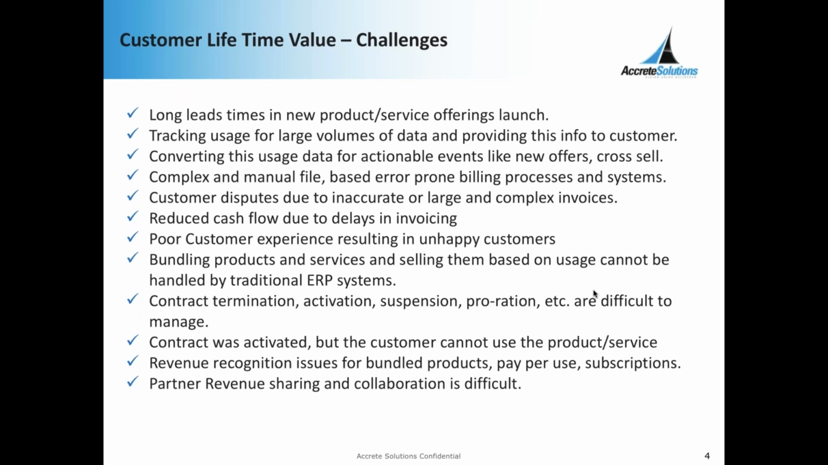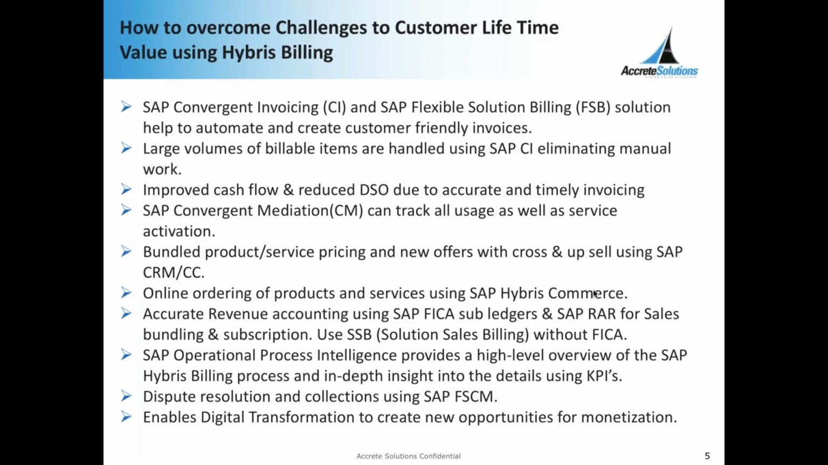So how do you overcome the challenges? SAP provides multiple products and components for this Hybris billing solution. Starting with how do you track usage data, such a large volume of usage data? That usage data volume is tracked using a product called SAP Mediation, which is really a partner product from SAP made by Digital Route. Again, you don't have to use the solution from SAP. You can use a third-party solution that is also supported.